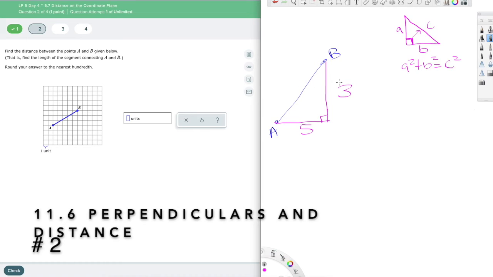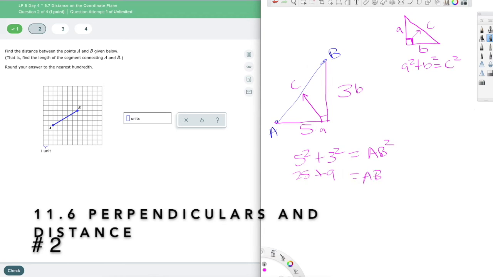All right. So now we have A, B, and then C. So it's going to be 5 squared plus 3 squared, a squared plus b squared equals c squared, which is AB squared again. So we have 25 plus 9. 5 squared is 25. 3 squared is 9.